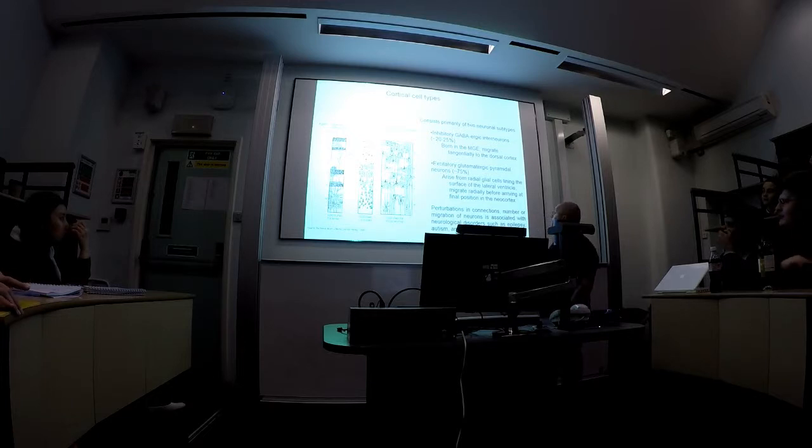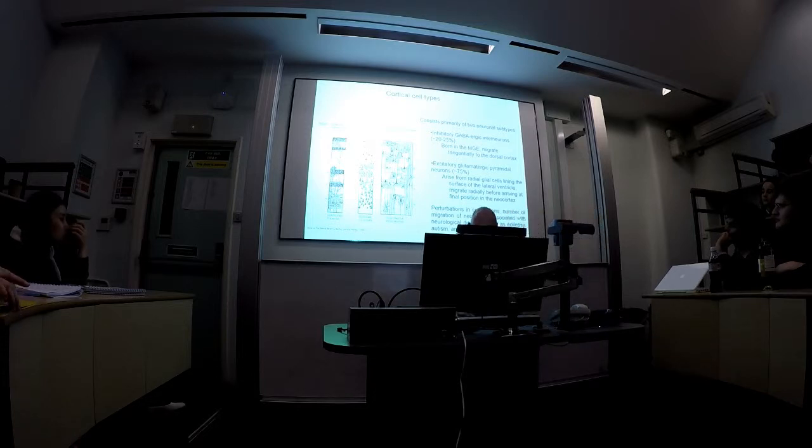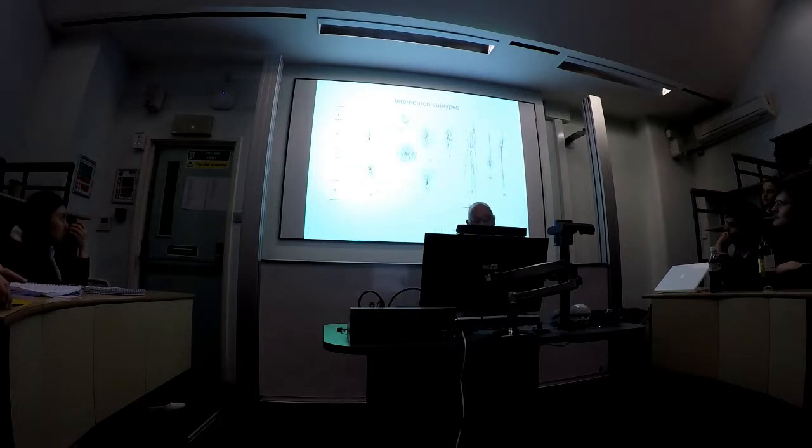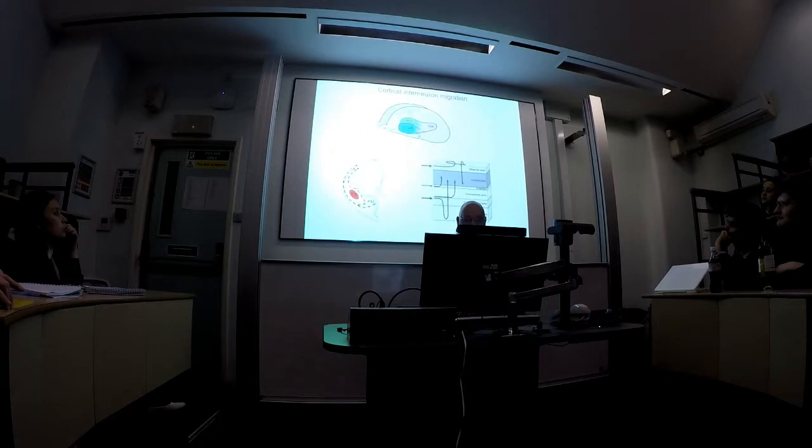And as we know, any perturbations in either the connections or the number of neurons result in a wide variety of neurological disorders, such as epilepsy, autism, and schizophrenia. This is just a quick schematic showing that interneurons actually comprise a large family of neurons, which can be distinguished morphologically by their shape as well as different chemical properties.